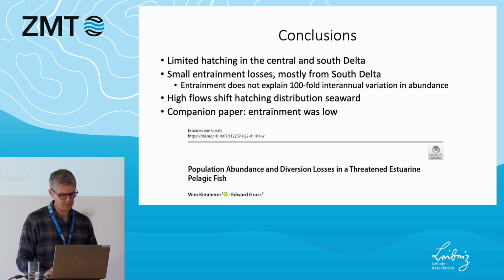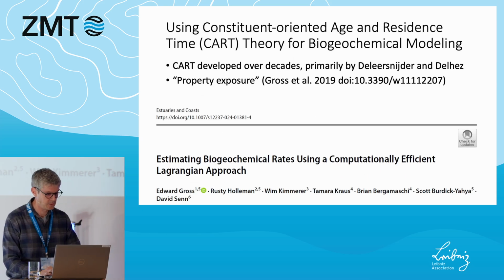But this amount of entrainment, we estimated, definitely cannot explain the 100-fold interannual variation in abundance that's observed, or the very large, also 100-fold, long-term decline. Okay, and a companion paper to this, with Wim Kimmerer as first author, found entrainment was low during all the years considered there, which was a couple of decades of data, and used a totally different approach.